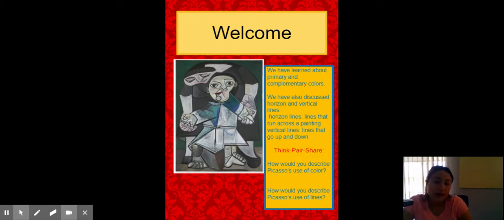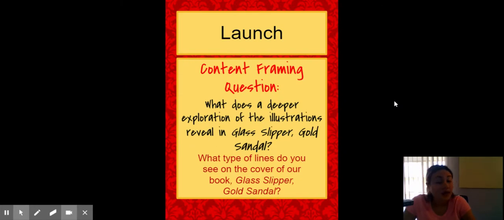How would you describe Picasso's use of color? Look at the painting on the screen. What would you say about it? How would you describe it? You can say your ideas right now. Go ahead. Awesome. I could not hear you, but I'm pretty sure we all have different opinions about things, so anything you say is valid.